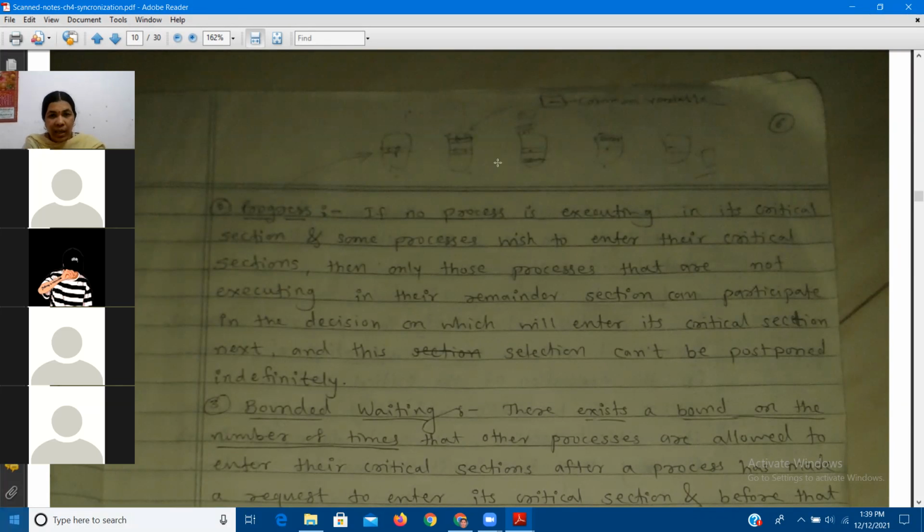So here I have shown the diagram. I have shown 4 sections: entry section, critical section, exit section and reminder section.